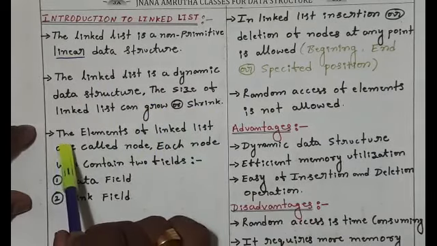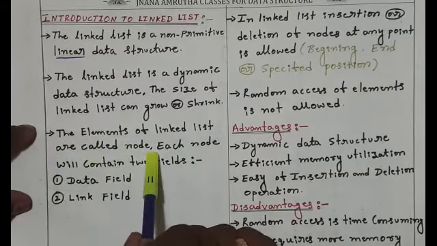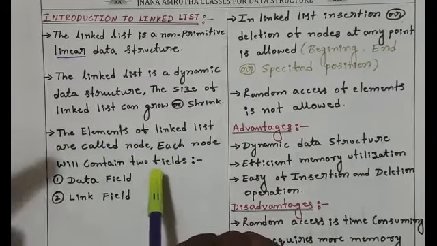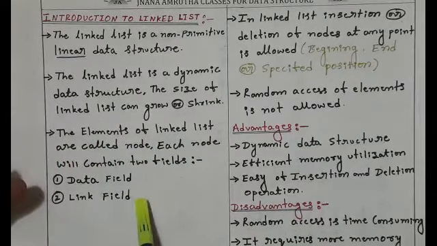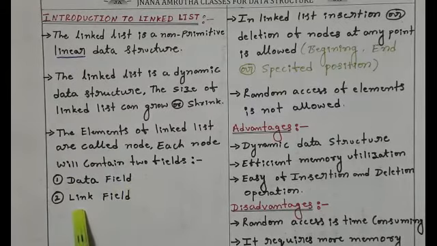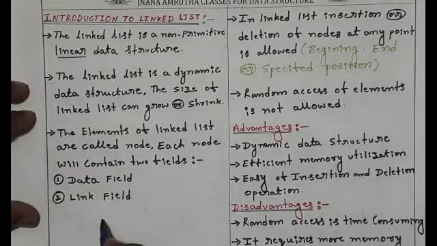Next point, the elements of linked list are called nodes. Each node will contain two different fields. First one is the data field and second one is the link field. I will write one diagram here. It will contain two things.